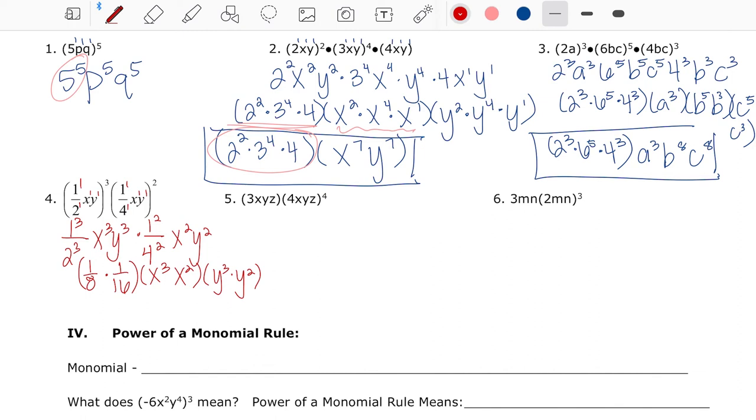One-eighth times 1/16 becomes 1 over 128. X cubed times x squared, we get x to the 5th. Y cubed times y squared, we get y to the 5th. And that is our answer.